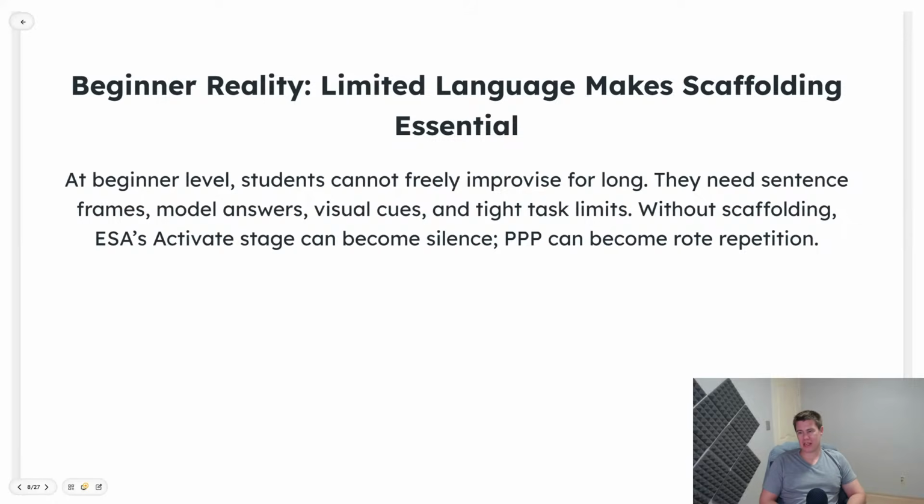They need sentence frames, model answers, visual cues, and tight task limits. Without scaffolding, ESA's activate stage can become silent. So the students follow along in ESA until they get to the last part of, okay, guys, time for you to talk and to activate. And then they don't. They just freeze. Whereas PPP can become rote repetition.